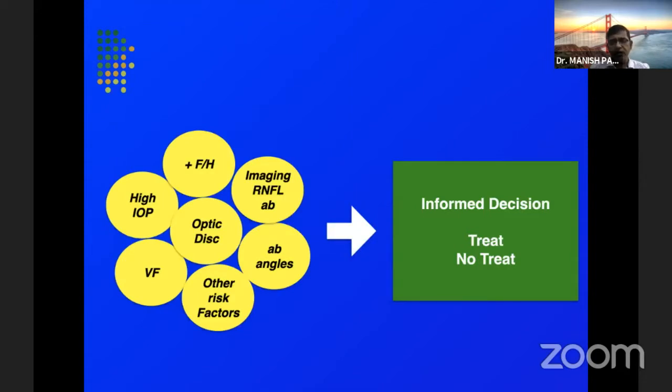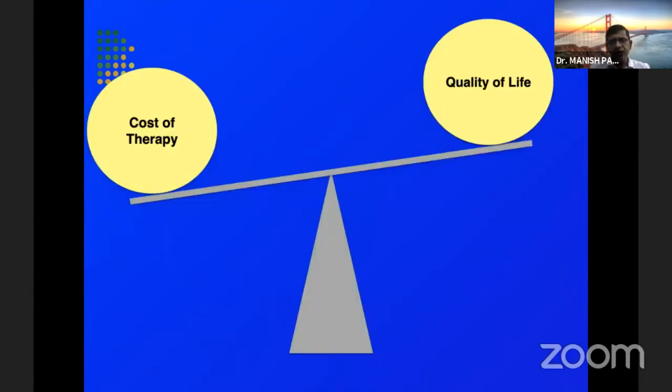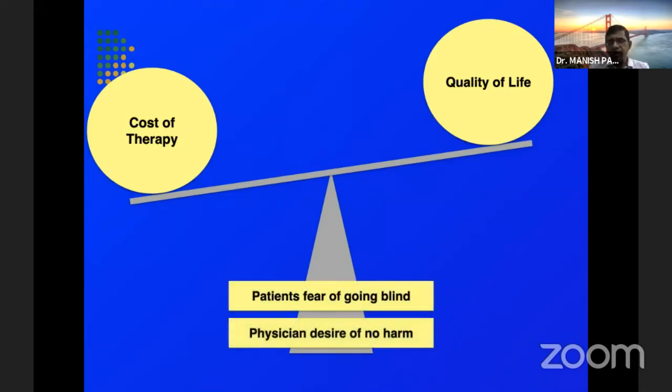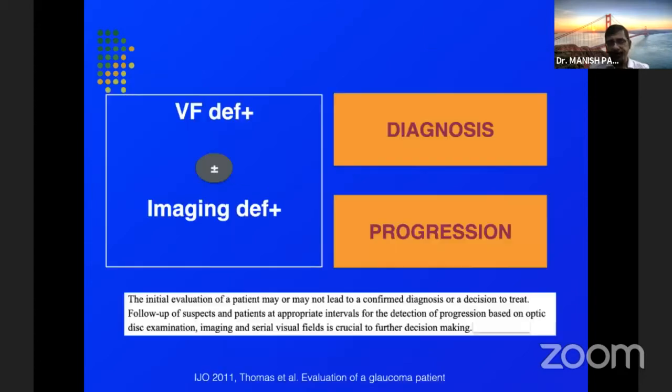Every patient does not require therapy. Why it is important is because there is a cost of therapy which needs to be balanced with the quality of life. We just cannot give therapy to every single suspect patient, but there is also the patient's fear of going blind, and the physician also desires that there should be no harm to them. So there has to be a balance in what we are trying to achieve from our therapy.